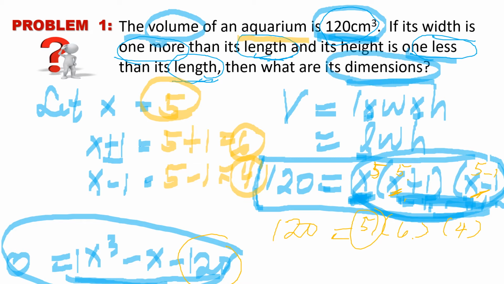It's only by finding the factors, and it came out that 5 is really correct. We got it right away. So we're done with this problem. The dimensions are length is equal to 5 cm, width is equal to 6 cm, and the height is equal to 4 cm. So that's all about this problem.